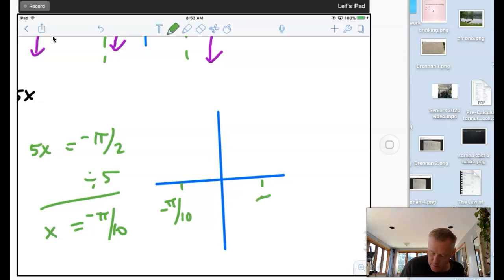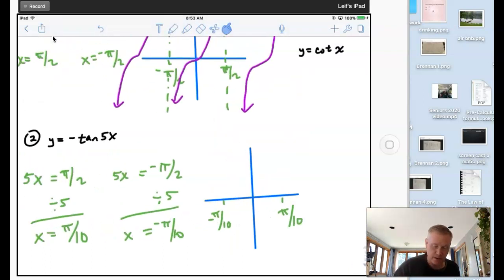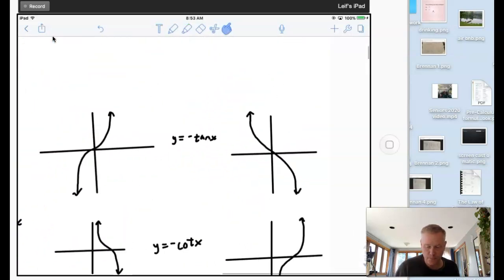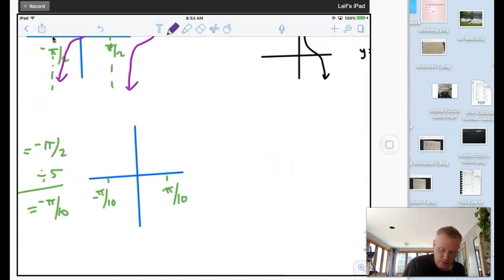And here's positive pi over 10. Okay, and then I'm going to put my curve in there. Now this time tangent is negative, because of that negative in the front right there, which means instead of going up and to the right, I'm going to go up and to the left. And that is an important thing.